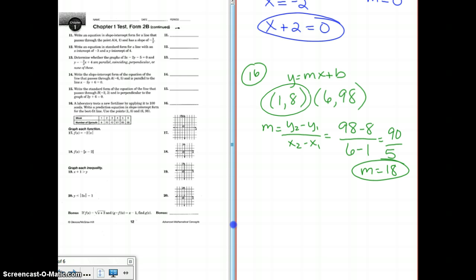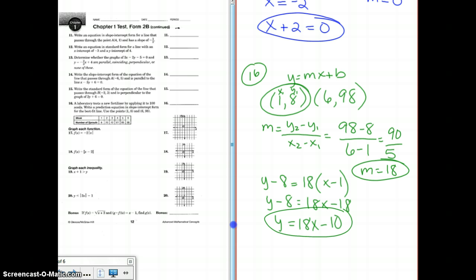I'm going to use that in one of the points and put it in point-slope form and then simplify to slope-intercept form. So y minus y1, which is y minus 8, equals the slope m times x minus x1. We'll simplify that. Add 8. y would equal 18x minus 10. And that would be an equation in slope-intercept form to predict the data.